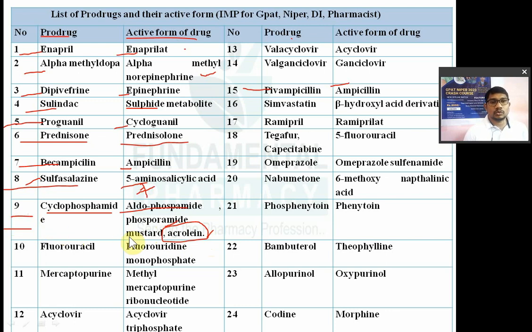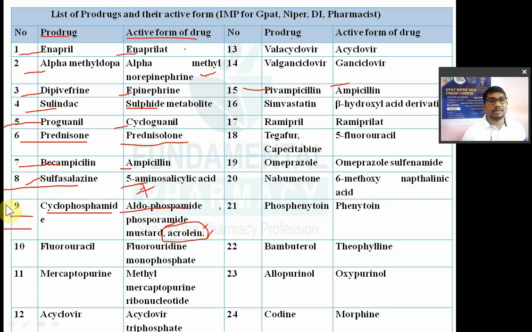So that is caused due to formation of this acrolein metabolite. Now to prevent that hemorrhagic cystitis, one drug is used known as mesna. Mesna is used to prevent the hemorrhagic cystitis caused by cyclophosphamide. Now what is mesna? Mesna is nothing but the mercaptoethane sodium salt of sulfonic acid. Mercaptoethane sodium salt of sulfonate.